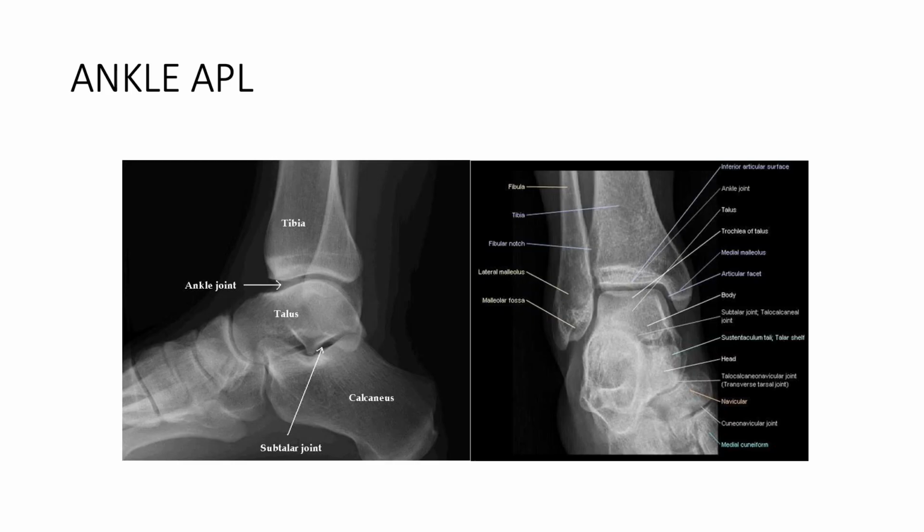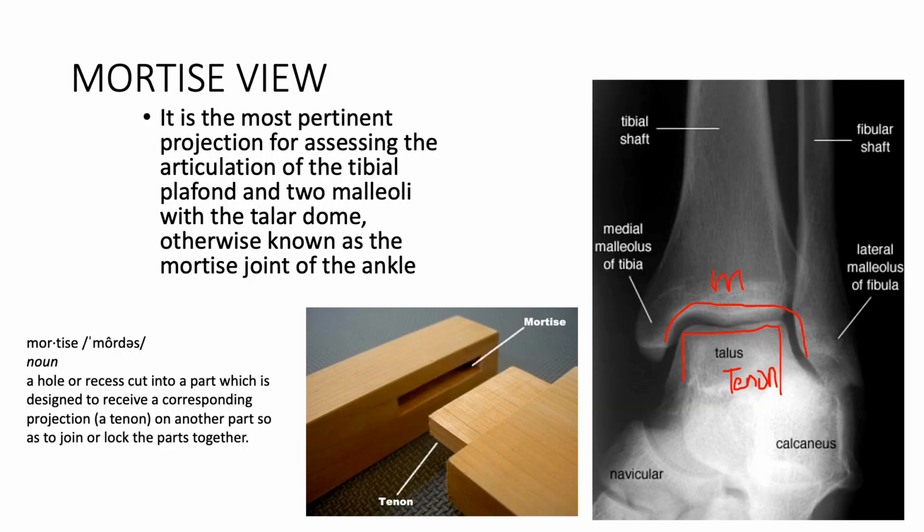For the routine ankle AP and lateral views, this is the anatomy of the two views. And then to discuss further what the Mortise view is and how it came to be. So the Mortise view is the most pertinent projection for assessing the articulation of the tibial plafond and two malleoli with the talar dome, otherwise known as the mortise joint of the ankle.